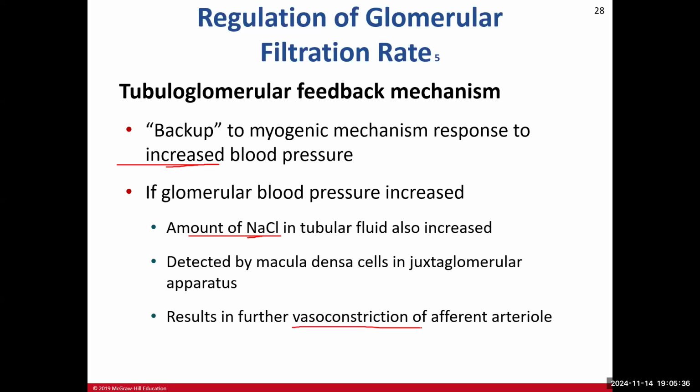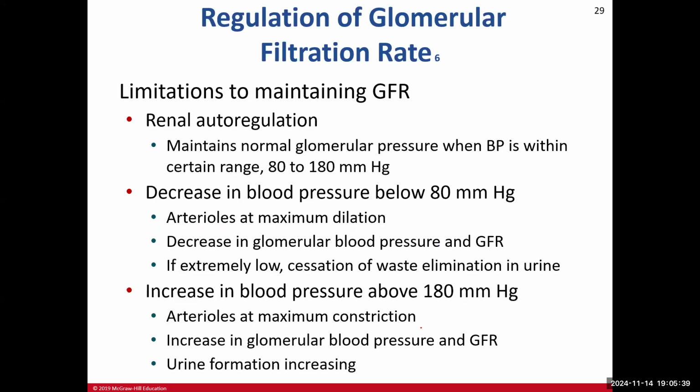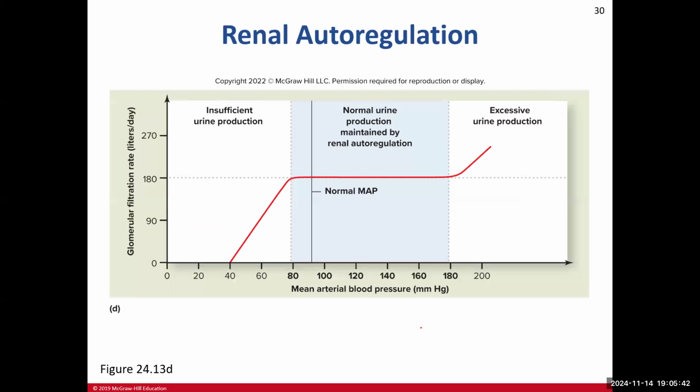All right, so I do have a picture here. I want to show you this picture first. This is showing you, remember our 180 liters a day. So this is pretty much what the intrinsic mechanisms or factors are going to be able to handle. But eventually, you're going to get to where they're not going to be able to handle maintaining this value here. You can only vasoconstrict or vasodilate the afferent arteriole so much. That's where we're going to bring in the extrinsic factors. But that's what I wanted to show you.